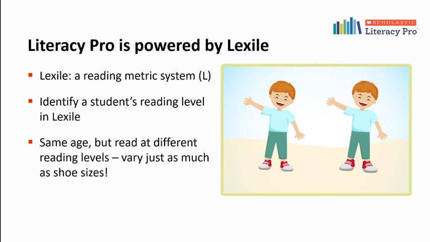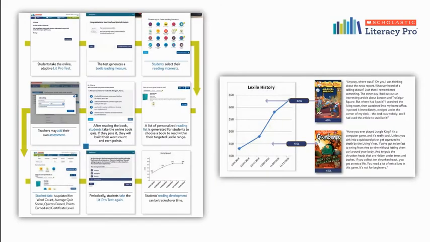Literacy Pro is powered by Lexile, a reading metric system. It starts by identifying a student's reading level in Lexile. Students might be the same age but have very different reading levels. It can vary just as much as their shoe sizes. Literacy Pro accurately determines your reading level with a Lexile assessment called LitPro Test. The higher the Lexile measure, the higher your level in reading comprehension. Books can also be measured on the Lexile scale.